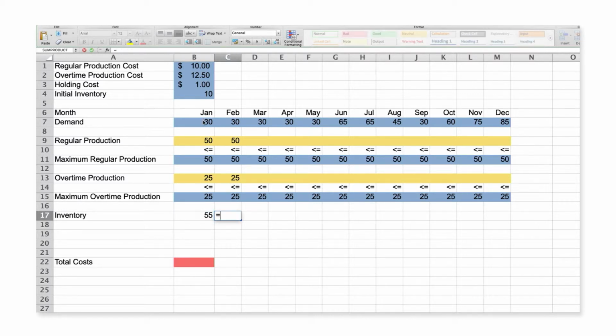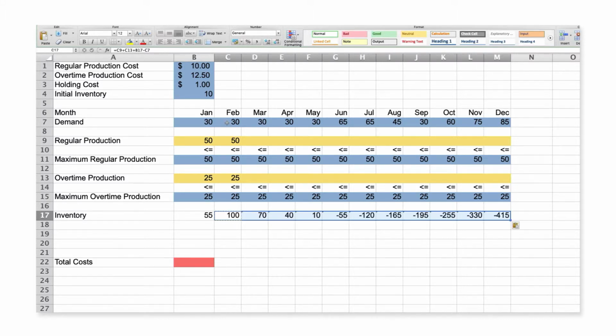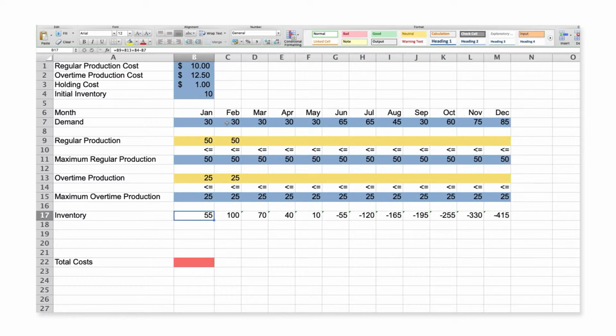Now period 2, production plus last period inventory, which now is just a cell next door, minus demand. And now I can copy this down all the way to the end here. And I have all of my inventory formulas here.